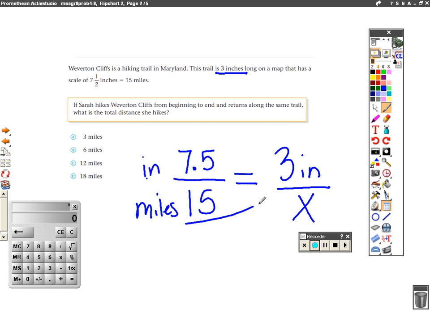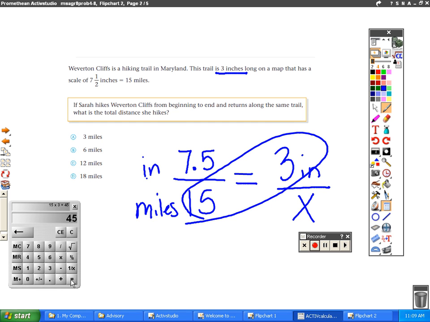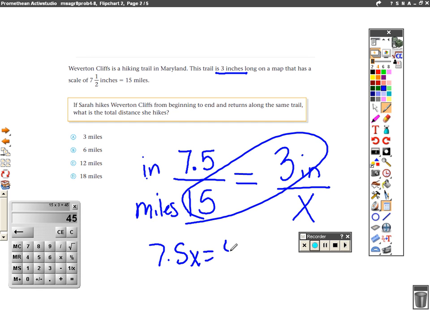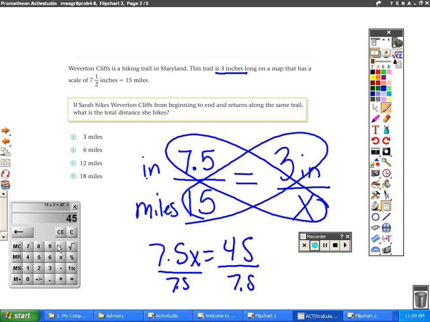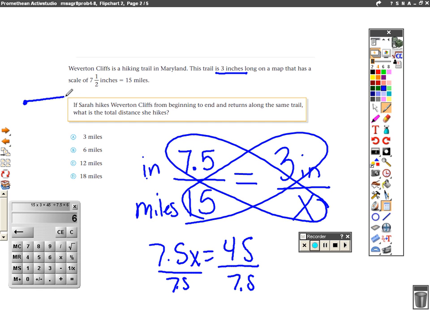I'm going to cross multiply. So 15 times 3 is 45. And then I'm going to divide, because when I cross multiply this way I get 7.5x, and this is multiplication, so to get rid of multiplication I do division. So I'm going to divide by 7.5, and I get 6. So for her to go from the start to the end of the trail is 6 miles, but then she's going to turn around and go back 6. So she really hiked a total of 12 miles.